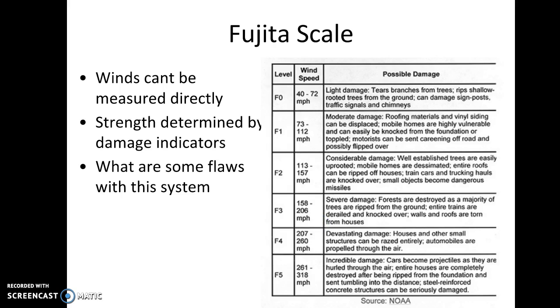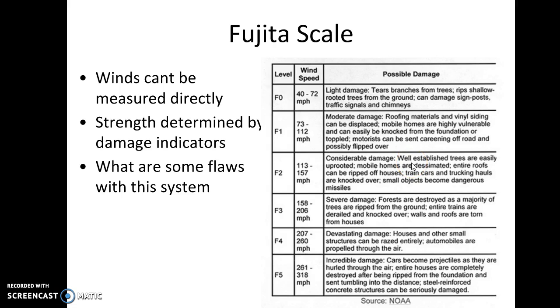Before hurricanes, we had the Saffir-Simpson scale. For a tornado, we have the Fujita scale. And actually now meteorologists are using what's called the enhanced Fujita scale, which means instead of just F0, F1, F2, F3, F4, F5, they put an E in front, EF1, EF2, EF3. It's essentially the same scale, though they've just made some modifications to it.